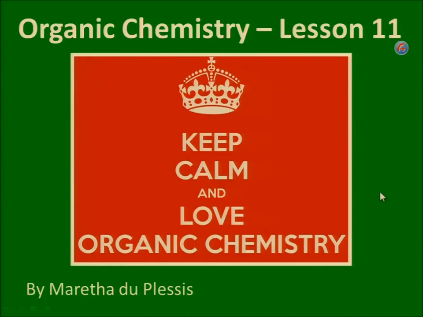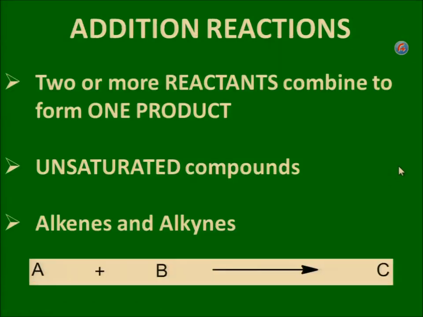Welcome to Organic Chemistry, Lesson 11. Now we're going to talk about addition reactions. In addition reactions, two or more reactants combine to form one product. So if you have A and B, they are combined to form C. Addition reactions are for unsaturated compounds. Therefore, alkenes and alkynes can undergo addition reactions.